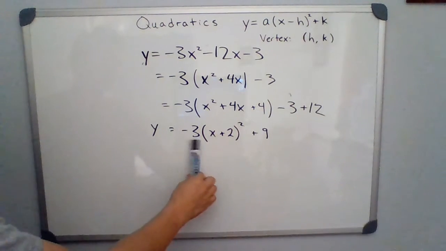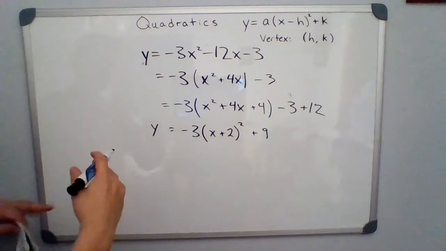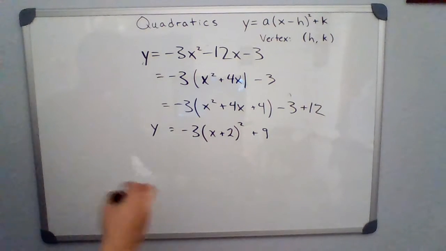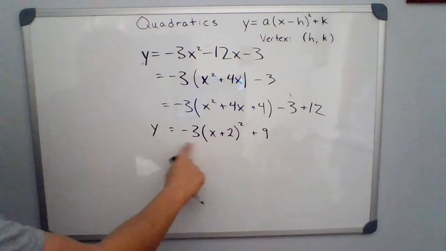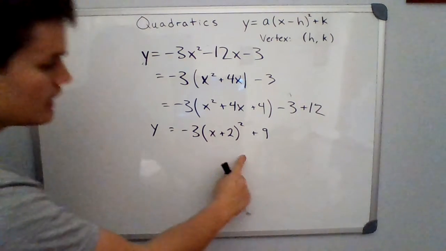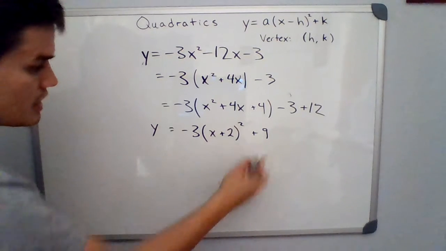And I know that I have a factor of -3, so I'm going to be stretching the graph, and I'm going to be flipping it around so that it's concave down, not concave up. And it's going to be 3 times as steep. And I'm also going to translate it to the left 2 and up 9.